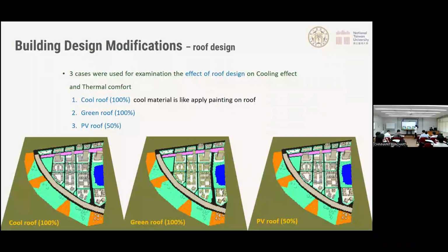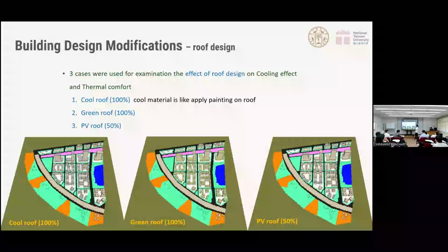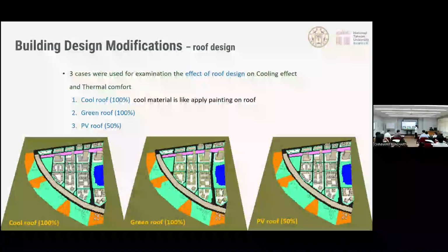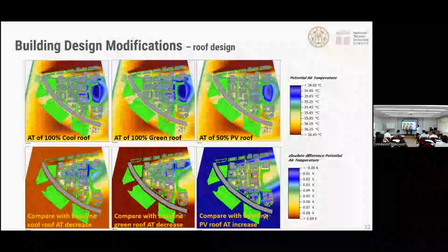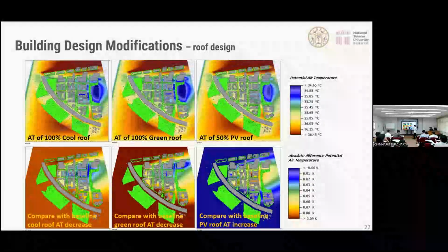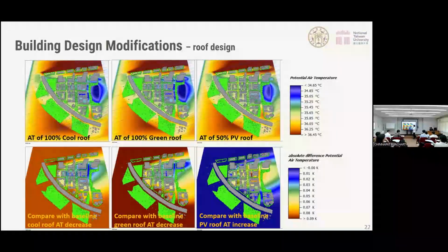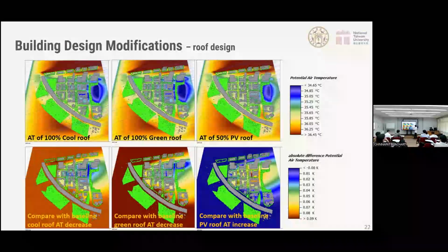And another parameter that we test is the roof design. We test 3 different kinds of roof: cool roof, green roof, and PV roof. Cool roof is a kind of paint that we apply to the roof. And here's the result of these parameters. In the green roof and cool roof cases, we can see that they both can decrease the air temperature. But the PV roof increases the air temperature here.